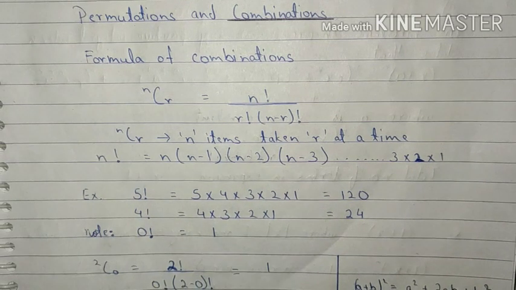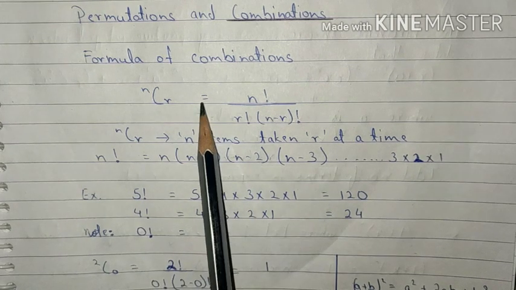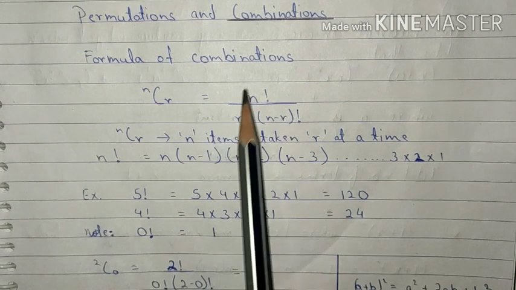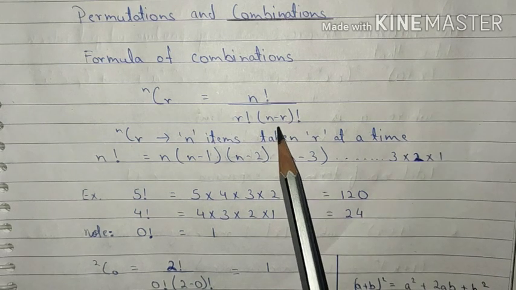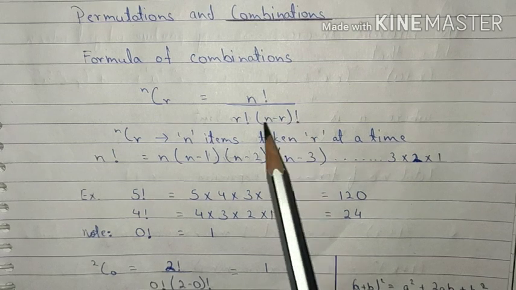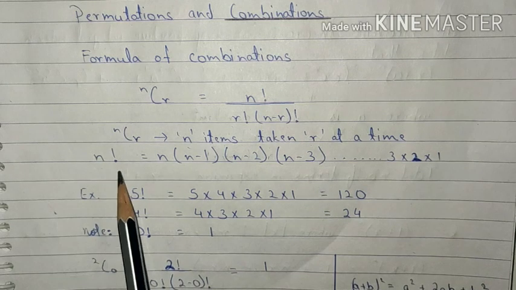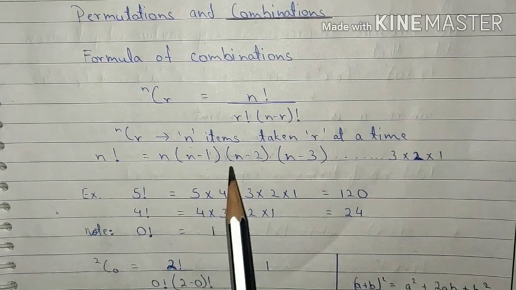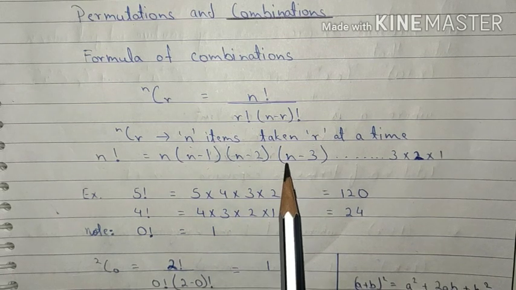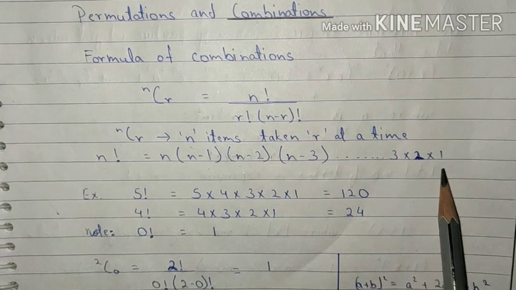The formula for combinations is nCr is equal to n factorial upon r factorial into (n minus r) whole factorial. Now what is this factorial? If we are taking n factorial, it can be expressed as n into (n minus 1) into (n minus 2) into (n minus 3) and so on till 3 into 2 into 1.